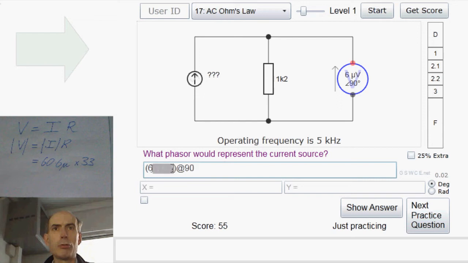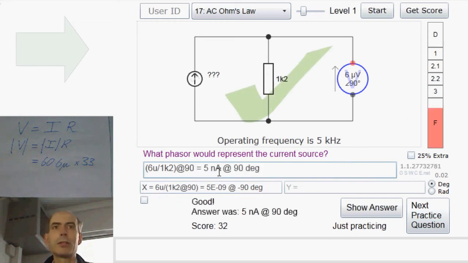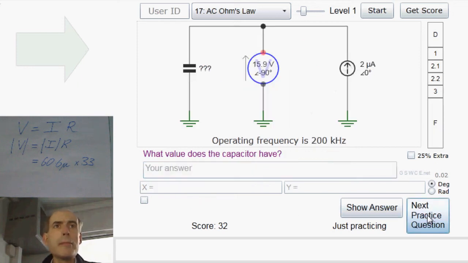Notice I've put the amplitude in brackets, otherwise it might think the answer is 6 micro divided by the complex number 1K2 at 90 degrees, and 6 micro divided by 1K2 at 90 degrees is of course at minus 90 degrees, the answer, which is not what I want. So put that there, got it. Plus 90 degrees. Great. Next.